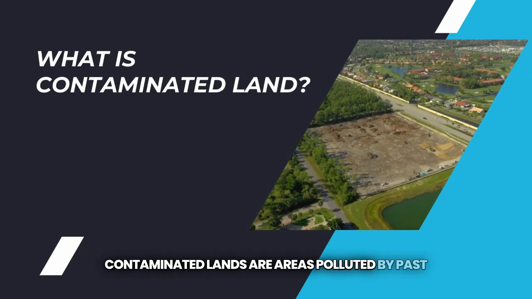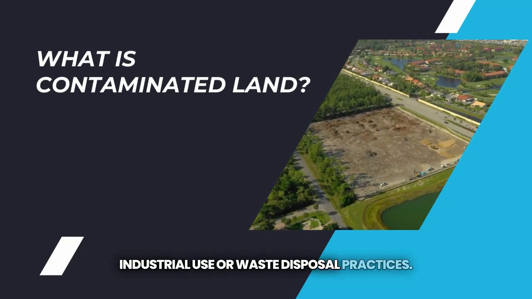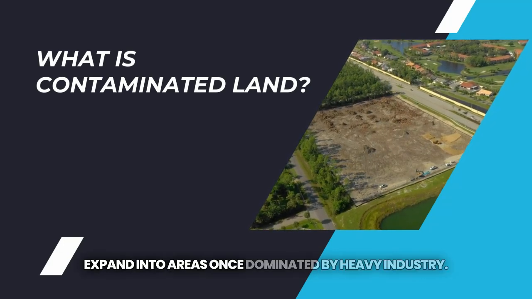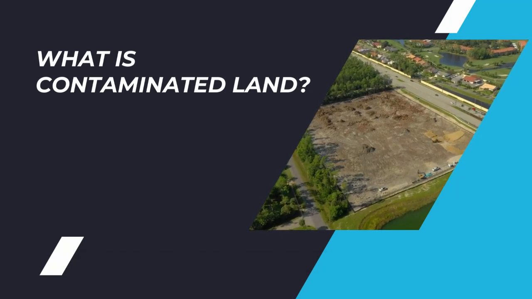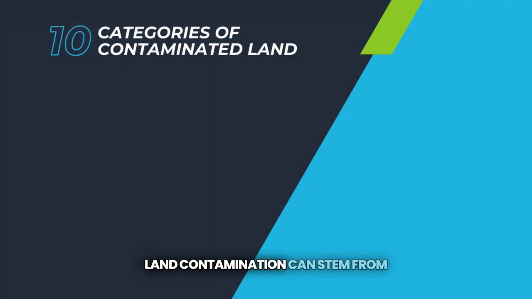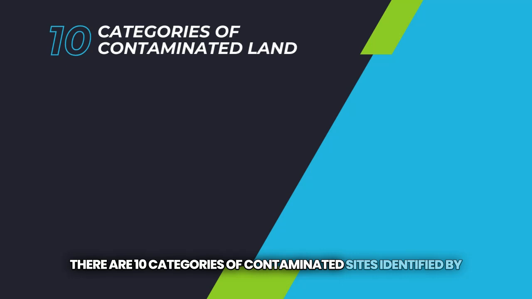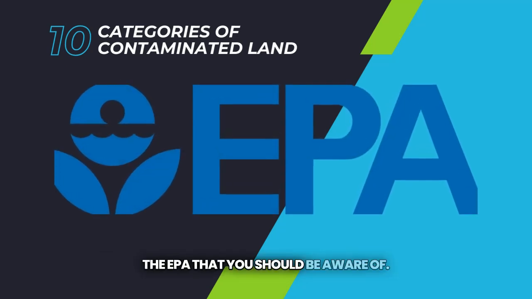Contaminated lands are areas polluted by past industrial use or waste disposal practices. It's a growing concern, especially as urban centers expand into areas once dominated by heavy industry. Land contamination can stem from a variety of different sources. There are 10 categories of contaminated sites identified by the EPA that you should be aware of.